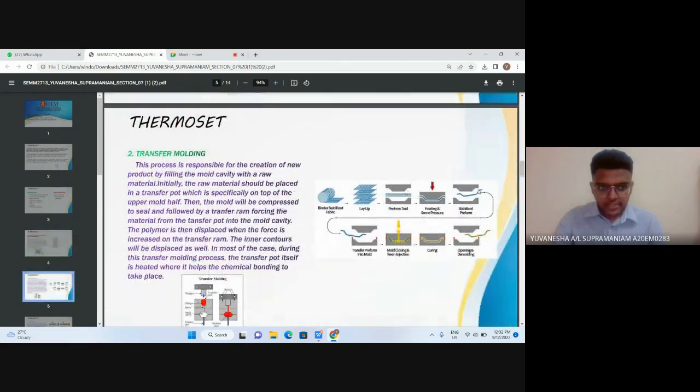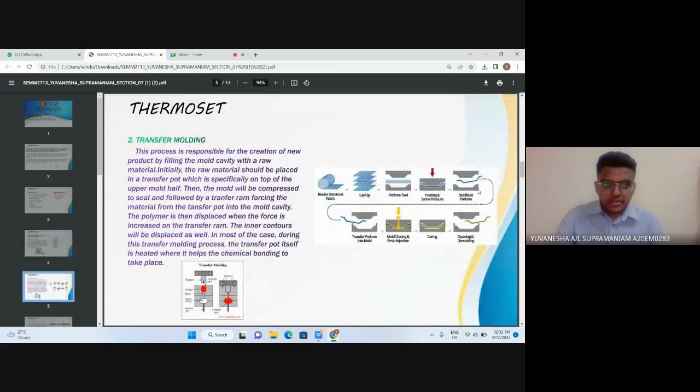Now, I will move on to the second process, which is transfer molding. This process is responsible for the creation of a new product by filling the mold cavity with the raw material. Initially, the raw material should be placed in a transfer pot, which is specifically on top of the upper mold half. Then, the mold will be compressed to seal, followed by a transfer ram forcing the material from the transfer pot into the mold cavity. The polymer is then displaced when the force is increased on the transfer ram. The inner contours will be displayed as well.